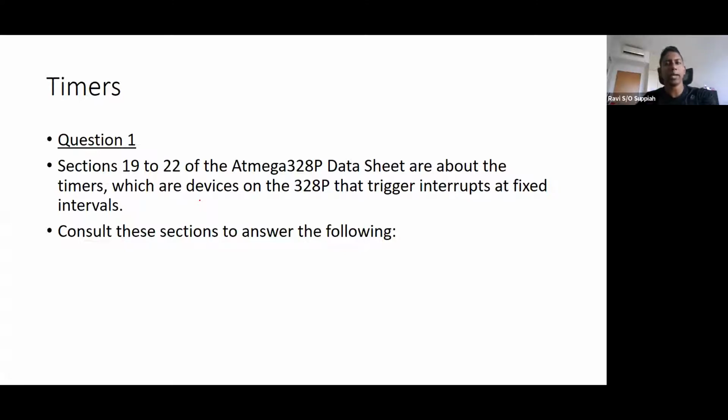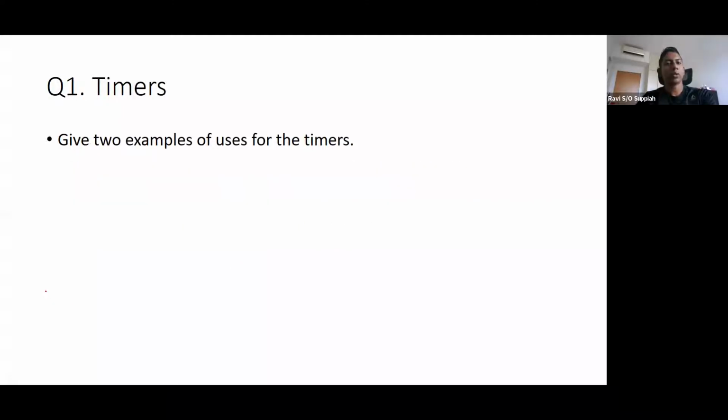So in this question here, we are talking about the timers, and we are asked to look at sections 19 to 22. Those sections are basically where they explain to you about the timer and how it operates, so you can go through and read that part for yourself. For this question, give two examples of use of timers. Of course, application-wise, we have seen the PWM as a way of applying timers.